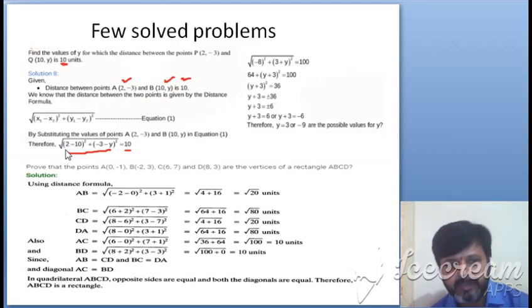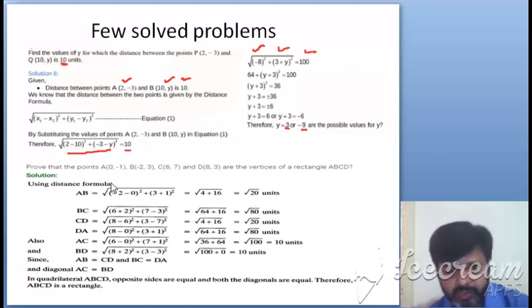After simplification, 2 minus 10 is minus 8 whole square, plus 3 plus y whole square, is equal to 100, because 10 square is nothing but 100. I am cancelling the square and square root, and after simplification we will get the answer as y is equal to 3 and minus 9.